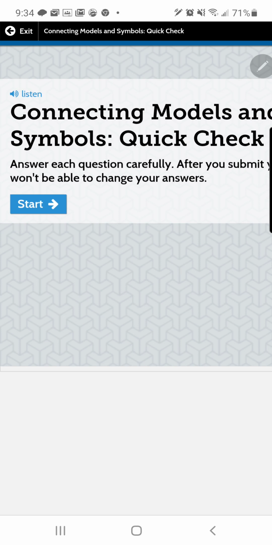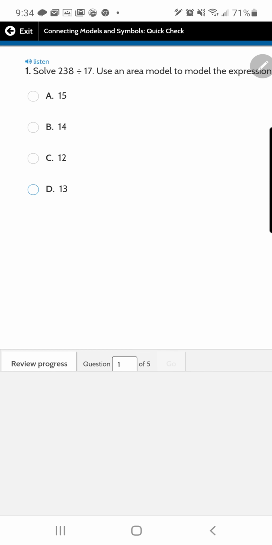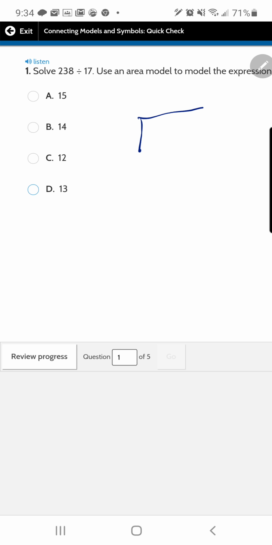Here we go. So the purpose of this video is just to go over the chapter 4 lesson 3 quick check. Okay, so let's go ahead and get started. It's easy. Now the first one, all we have to do is solve, come up with a quotient for this problem. So we've got 238 divided by 17.